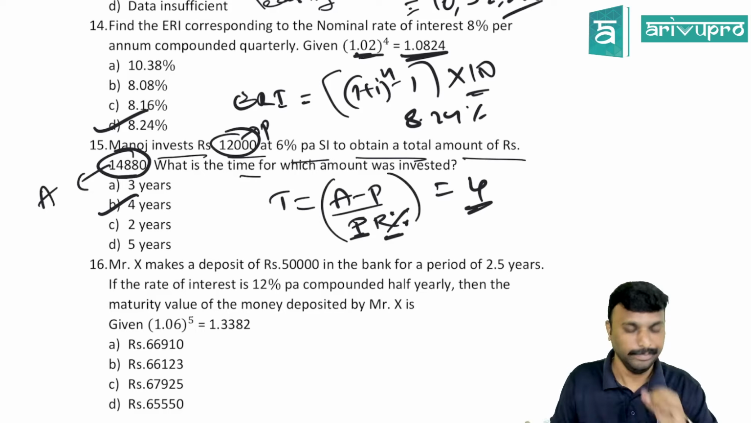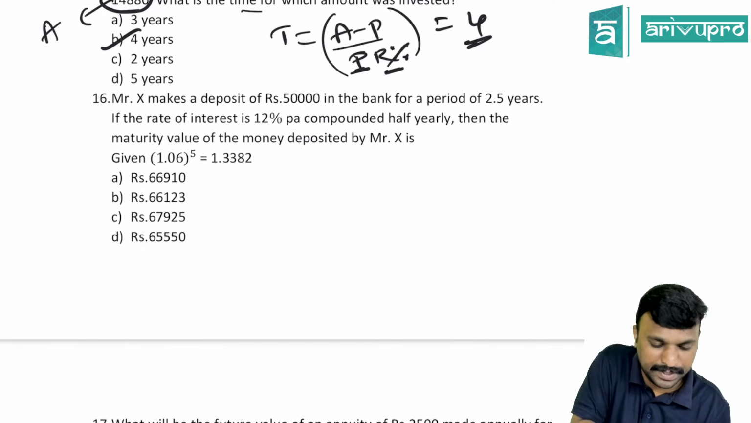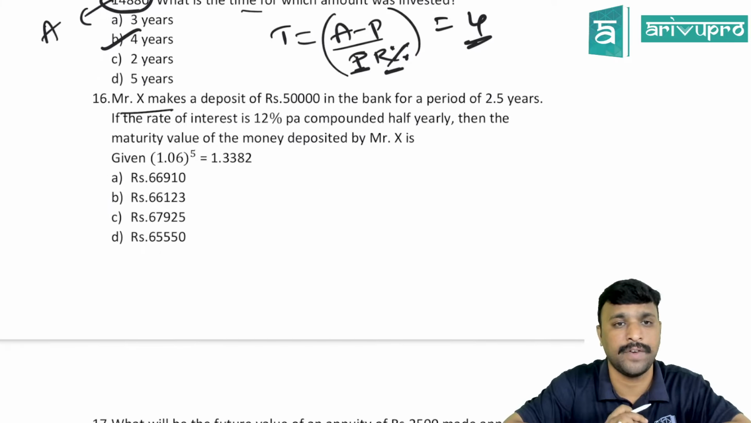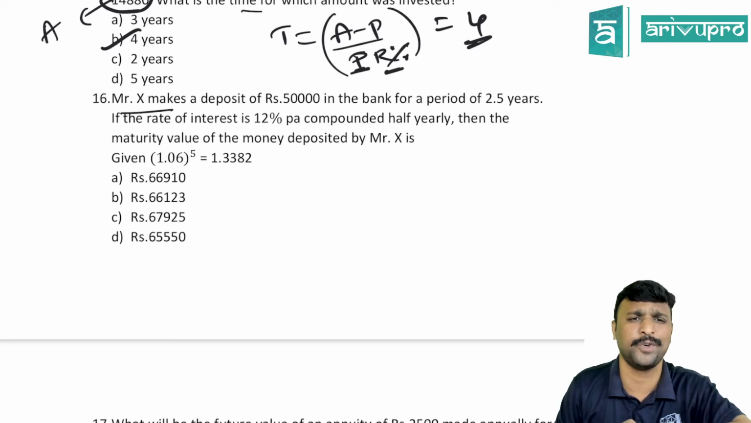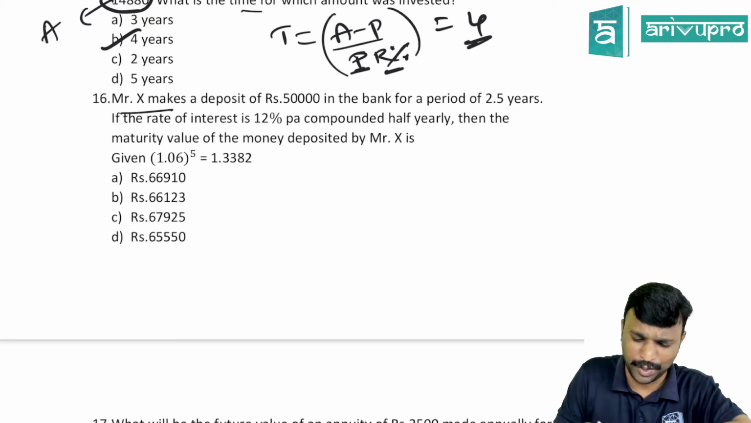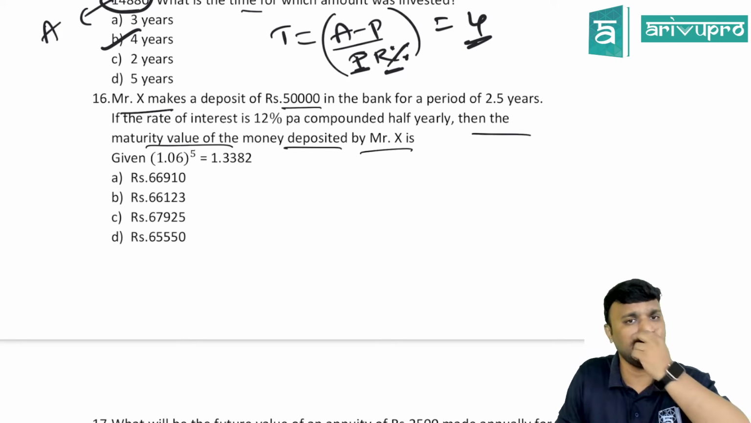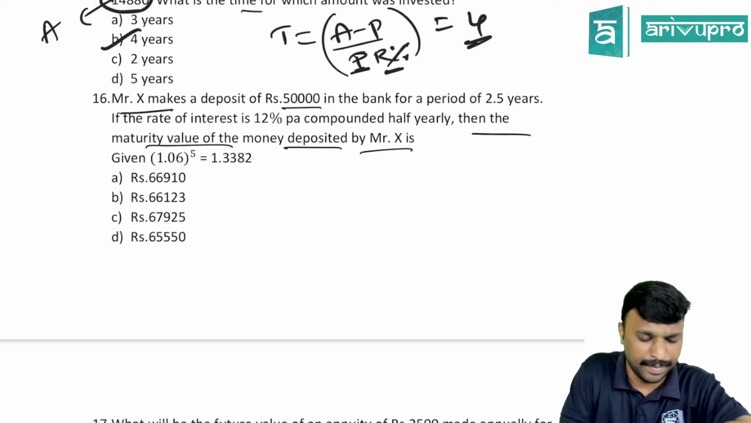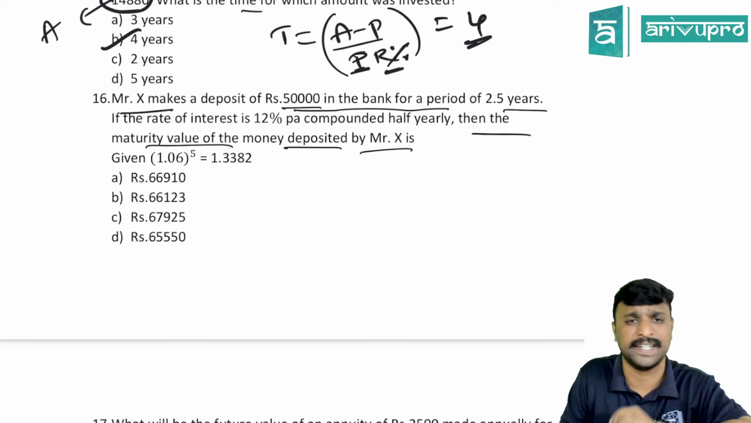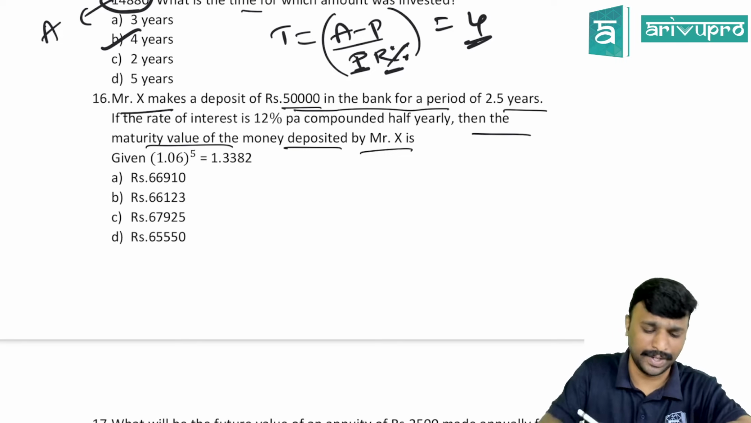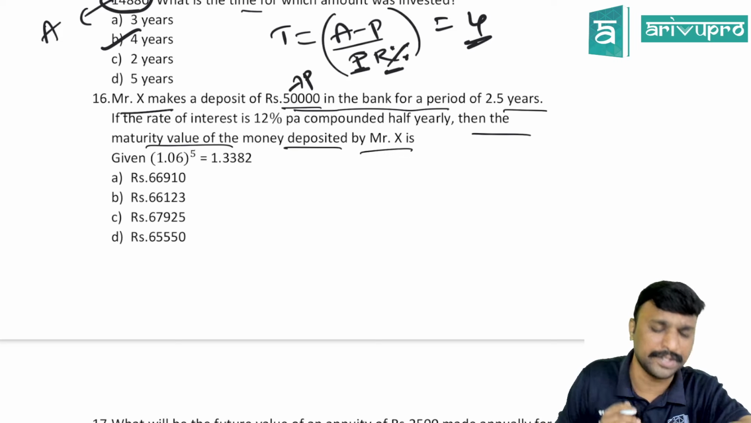Have you understood? Right. Question number 16. Mr. X makes a deposit of... the question looks a little lengthy, so what you basically do is read the last part of it. What do you want? The maturity value of the money deposited by Mr. X. Guys, is it a one-time deposit or a recurring deposit? Mr. X makes a deposit of 50,000 in the bank for a period of 2.5 years. It is nowhere said every year, so it's a one-time deposit. So definitely this is going to be P.